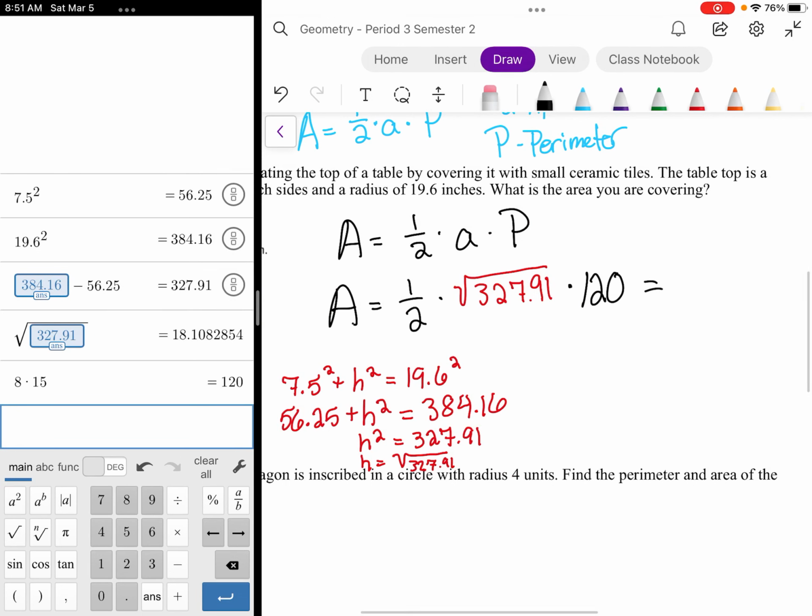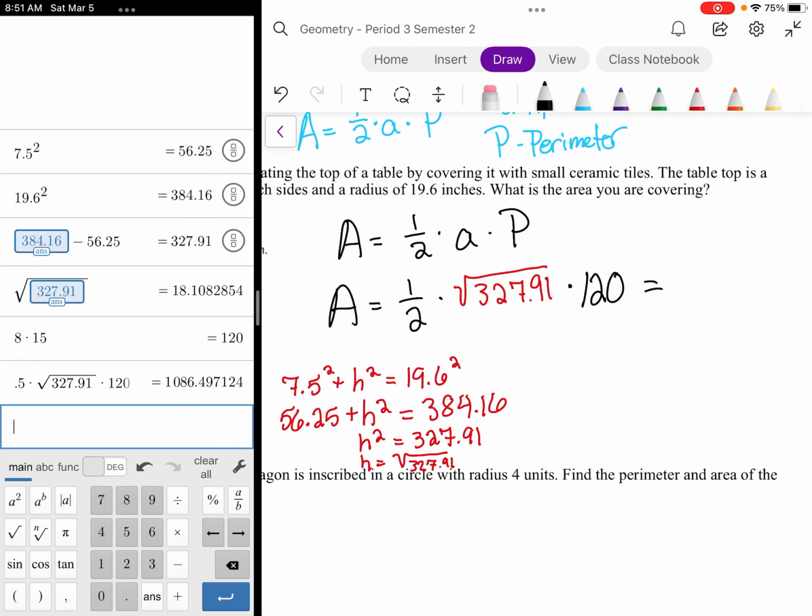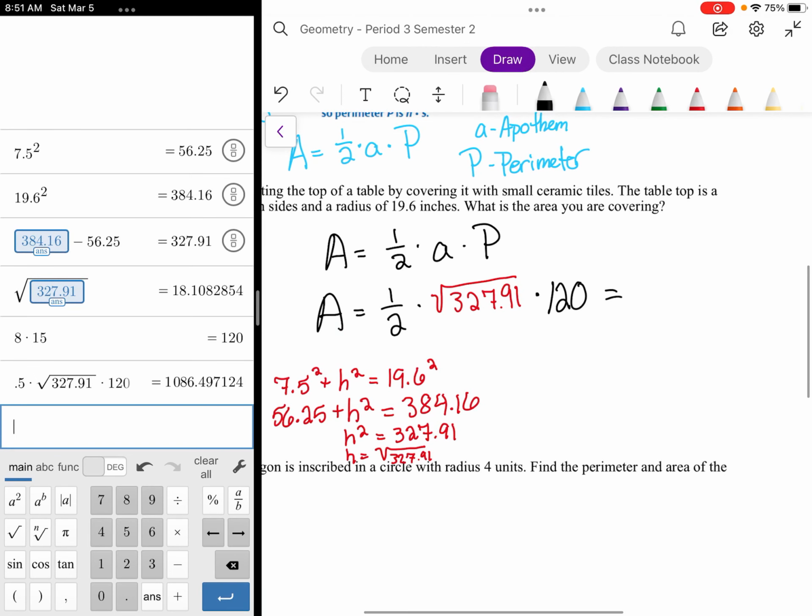So now we can just type this whole formula into our calculator. And 1/2 you can type as 0.5 times the square root of 327.91. And make sure you're no longer underneath the square root sign when you multiply it by 120. So notice this 120 is not below the bar of the square root, which means that would be our answer. And now that this is our final answer, we can round this to 1 decimal point.